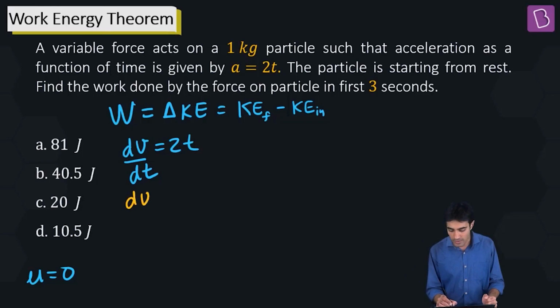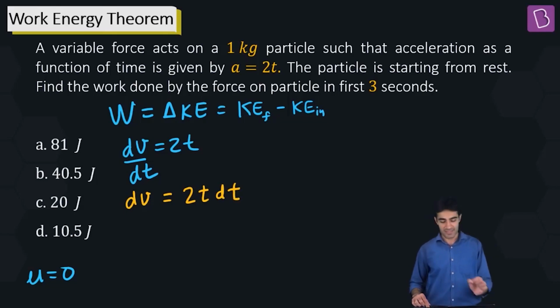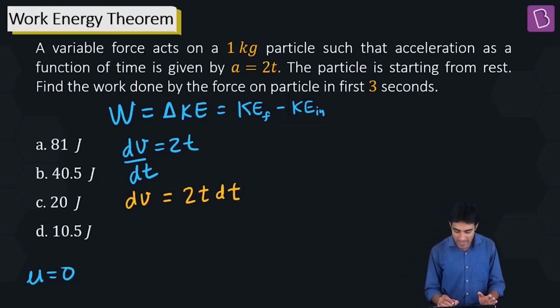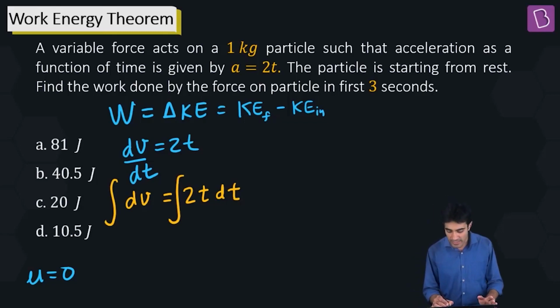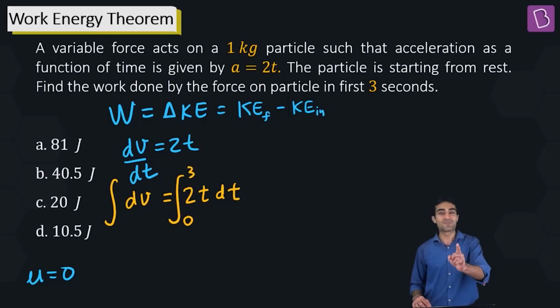Let's take all the terms containing time on one single side. So we have 2t dt over here, and this is equal to dv. Now let's integrate both the sides. So when we put the limits of the integration in time, we will put t is equal to 0 to t is equal to 3. Now, let's put the limits of the velocity.